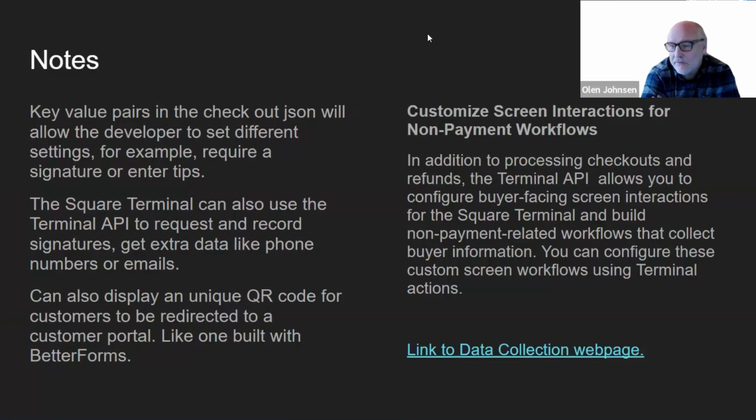And that text on the right side is from Square's documentation. So in addition to processing checkouts and refunds, you can also configure buyer-facing screen interactions and non-payment workflows that collect buyer information. So if someone were to come in and they hadn't signed a release form yet, you could display the release form right there, and or a link to the form or QR code to the form, and they could sign it right on the terminal with their finger or with a screen pen.